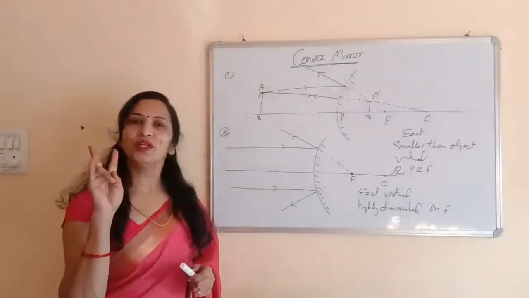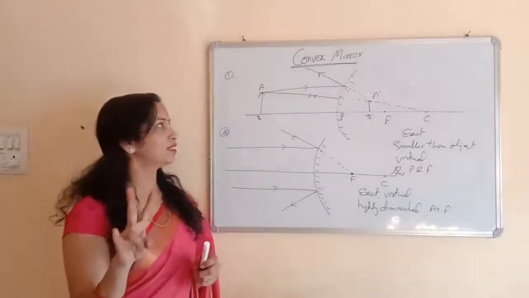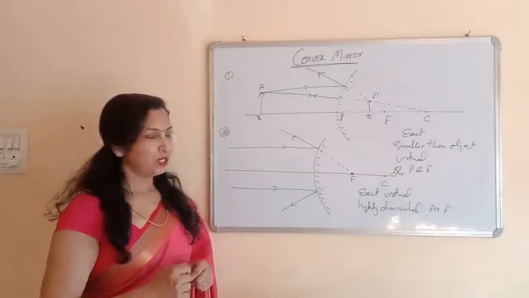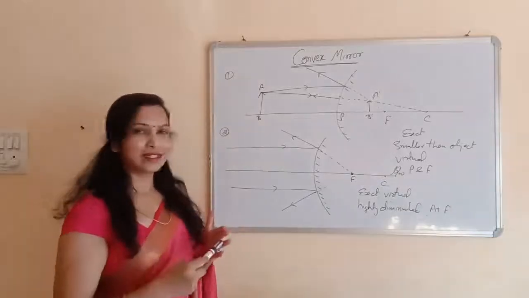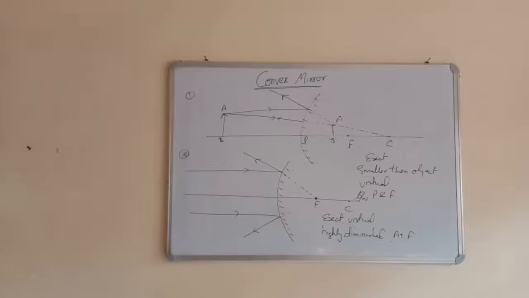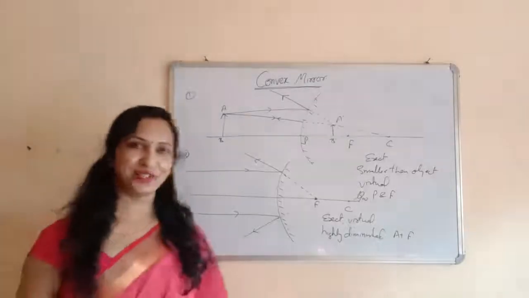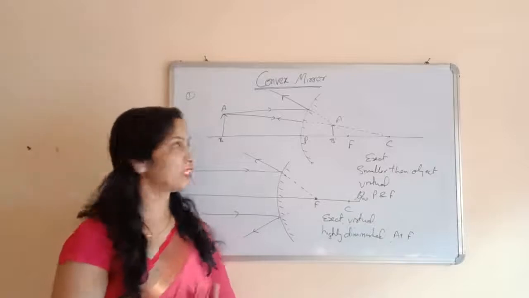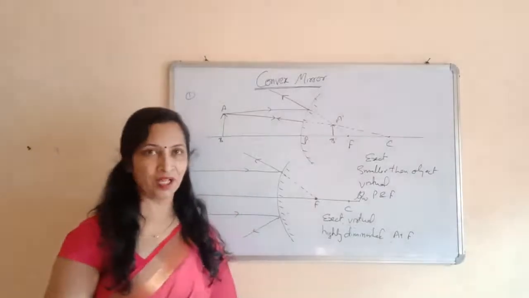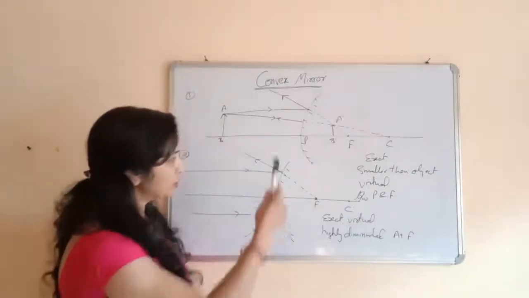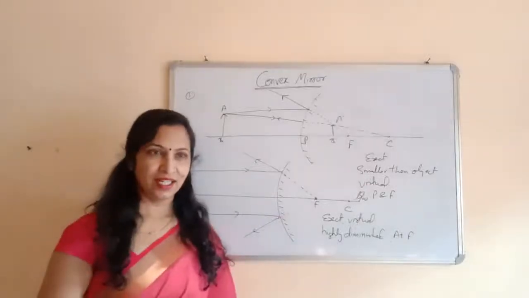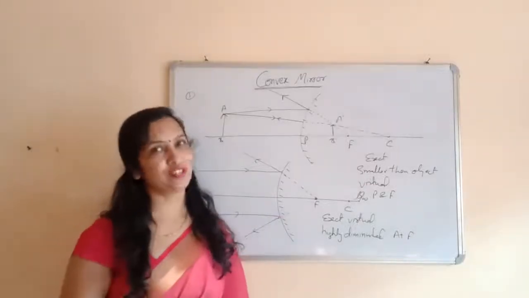So these are the only two images formed by the convex mirror. So first, we understand what the rules are. We understand the rules we use to obtain the image by using the convex mirror, and how the image is formed by the convex mirror. Now let's talk about the uses of this convex mirror.